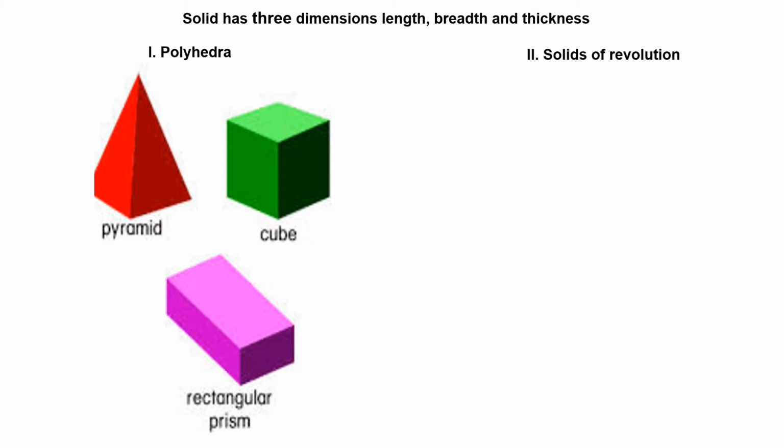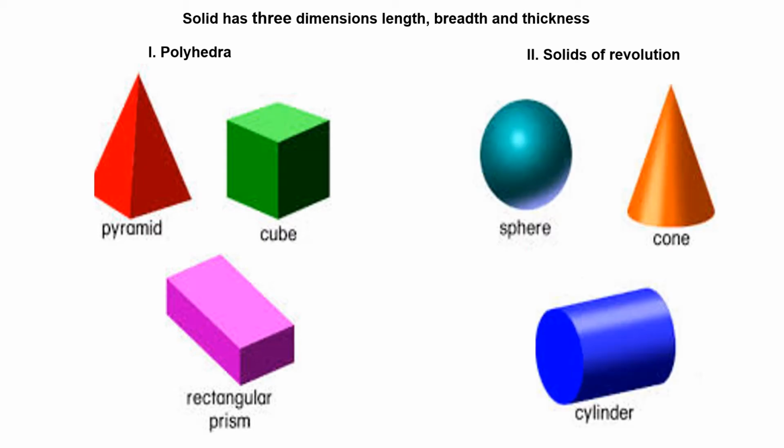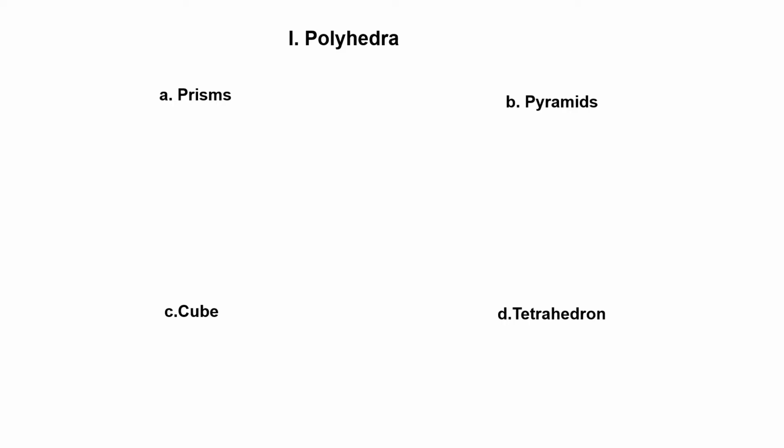What is a solid? A solid has three dimensions: length, breadth, and thickness. Solids mainly have two classifications: one is polyhedra, another is solids of revolution. Under polyhedra, we have pyramids, cubes, and prisms. Under solids of revolution, we have sphere, cone, and cylinder. In polyhedra, we have different varieties like prisms, pyramids, cube, tetrahedron, etc.